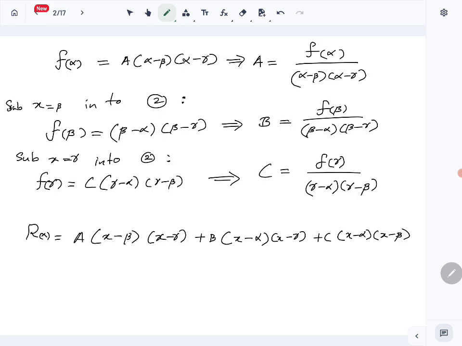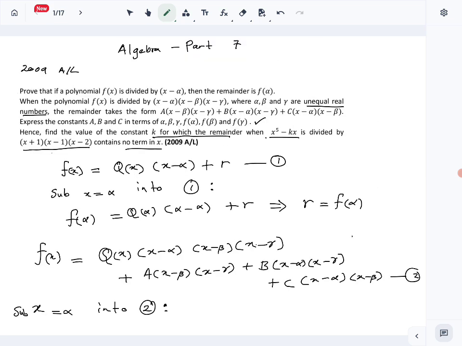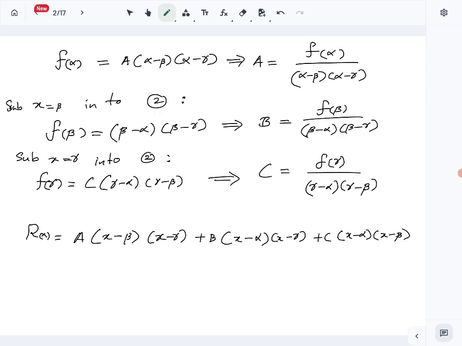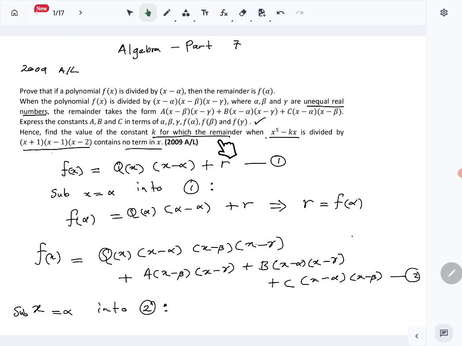Beta gamma, alpha gamma, and alpha beta, right? So now for this remainder, the x term is not there according to the question. When the x term is not there, we want to find this k value, right?